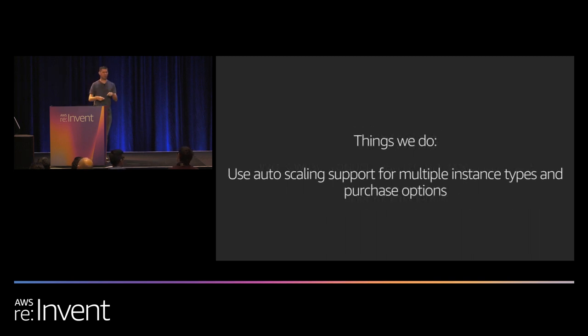We've also recently started using the autoscaling support for spot instances for multiple instance types and purchase options, mostly for resilience reasons, to make sure that we don't run out of spot hosts. And so these features that AWS have been shipping over the last year or two have made our life a lot easier, reducing the amount of time while keeping our efficiency and availability of our services nice and high.